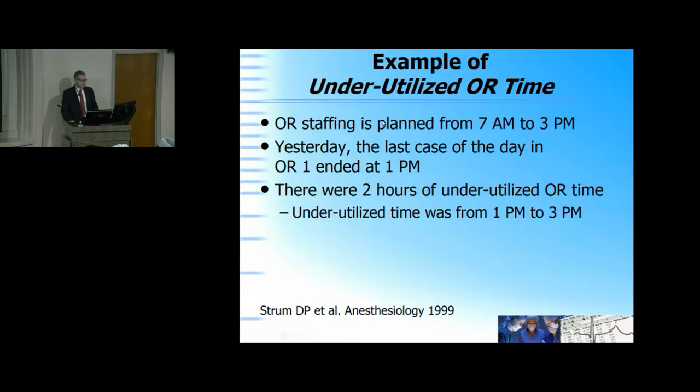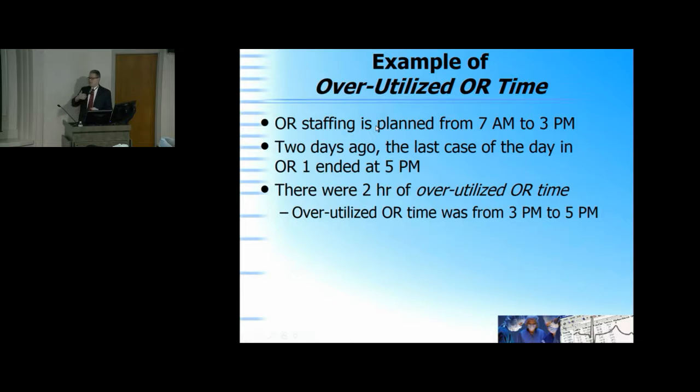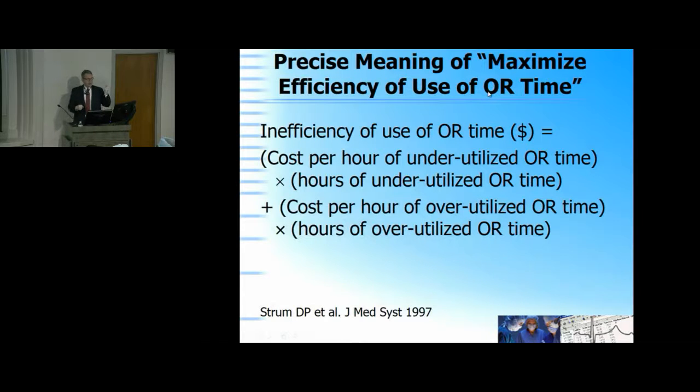That is underutilized time. Overutilized time would be as if you plan your staff until 3 and you finish at 5. There's 2 hours of overutilized OR time. And if you had perfect knowledge in the future of exactly which rooms would have overutilized time, you would plan your staff scheduling so that people are not working late. You would tell them that the operating room is going to finish at 5 o'clock. Now, the definition of underutilized time and the definition of overutilized time are defined relative to the staffing that minimizes the inefficiency of use of OR time.